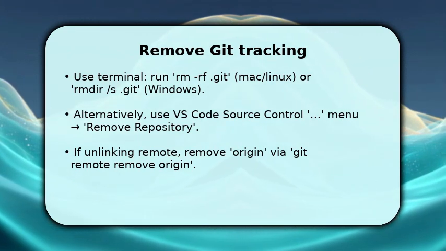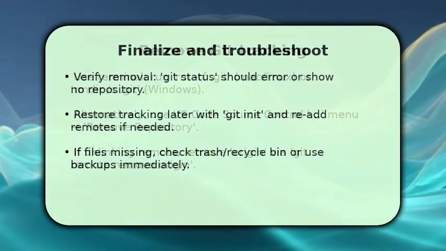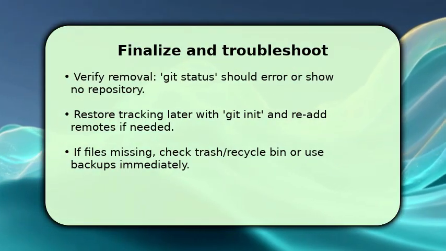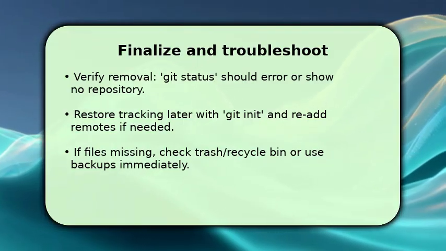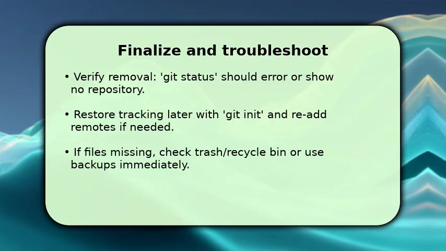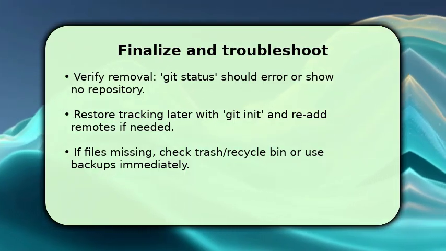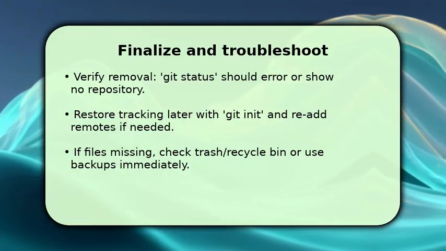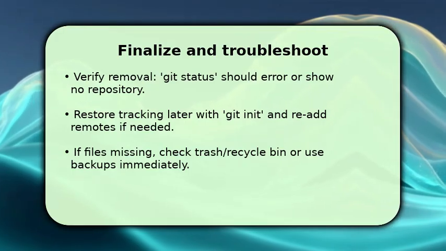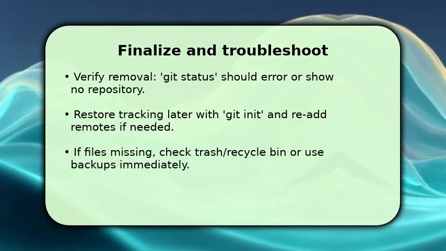Finish by validating that the folder is no longer a Git repository. Run git status. It should report no repository. If you want to re-enable version control, run git init, add files, commit, and re-add remotes with git remote add origin. If VS Code still shows source control, reload the window or reopen the folder.